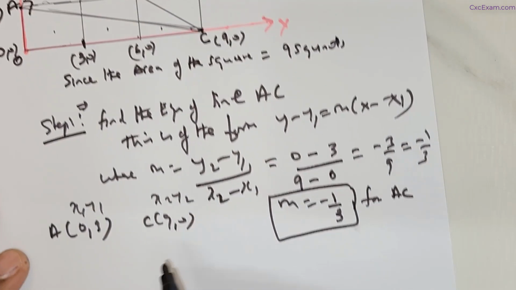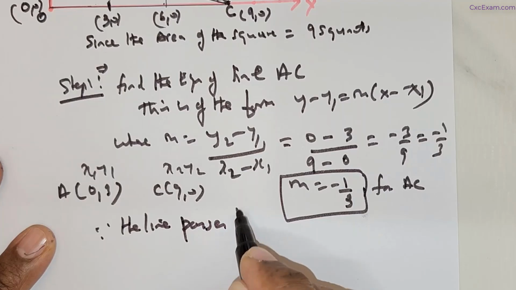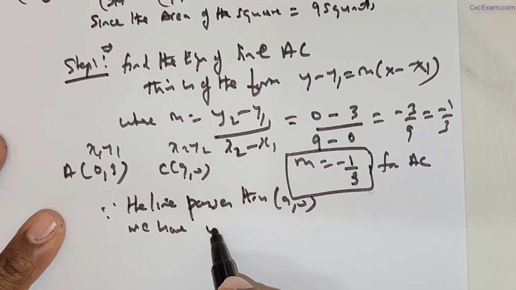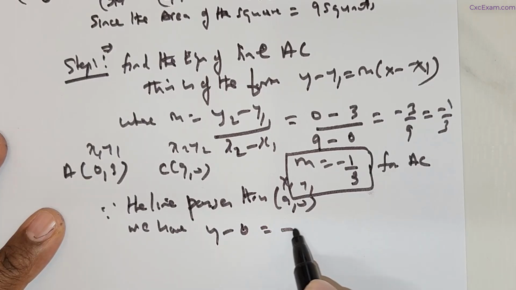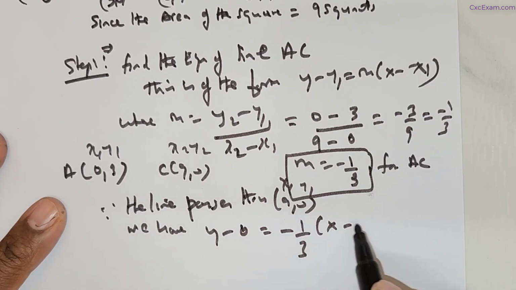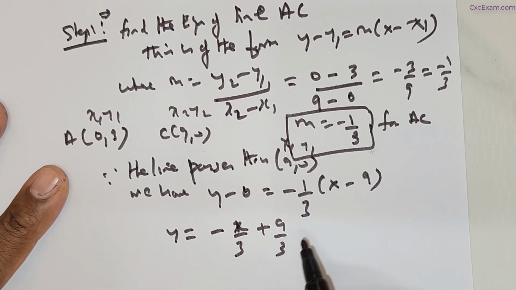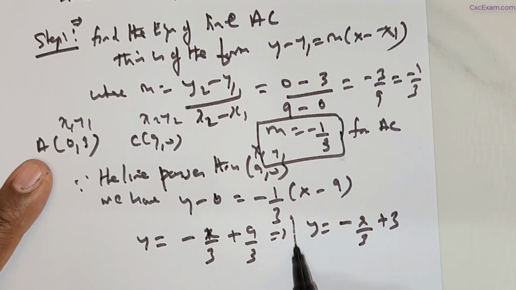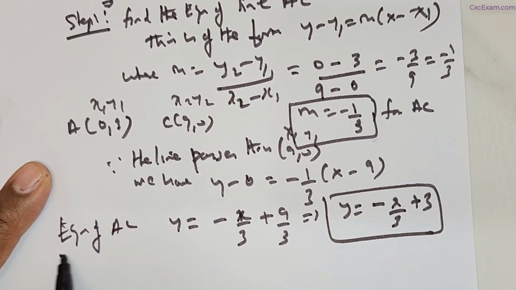Now the line is passing through 9, 0, right? Since the line passes through 9, 0, we have y minus 0, taking this as x1, y1, is equal to negative 1 over 3 times x minus 9. So this is y is equal to negative x over 3 plus 9 over 3, which means y is equal to negative x over 3 plus 3. So that's the equation of AC, line AC.